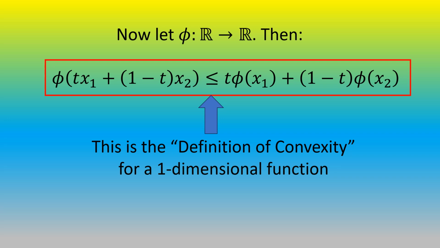Now let phi be a mapping from real numbers to real numbers. Then phi of the point on the line segment is less than or equal to that expression on the right, which is the definition of convexity for a one-dimensional function. We're just saying that these x's right here and right here are real numbers instead of vectors.